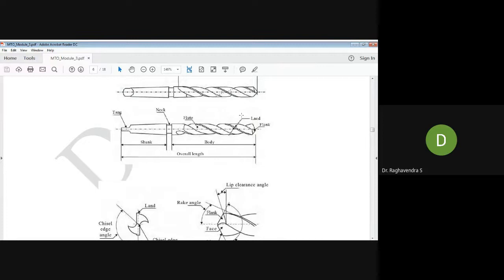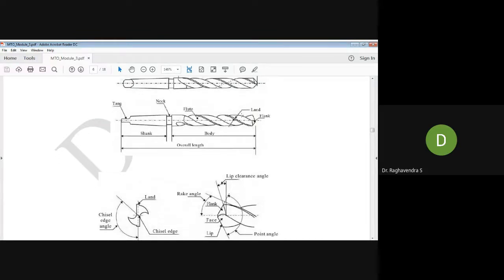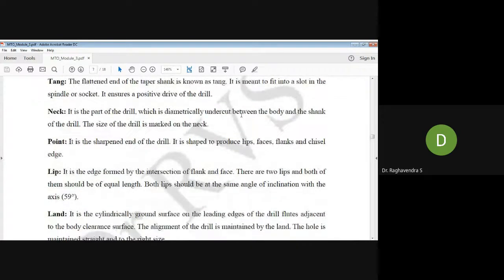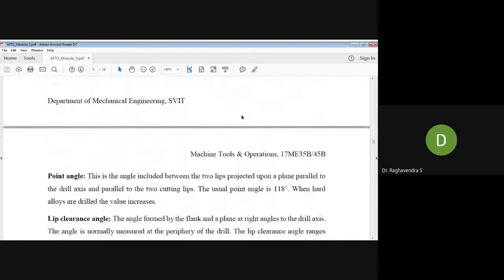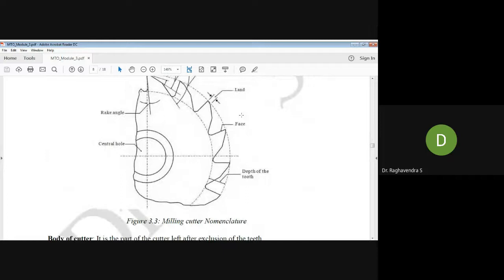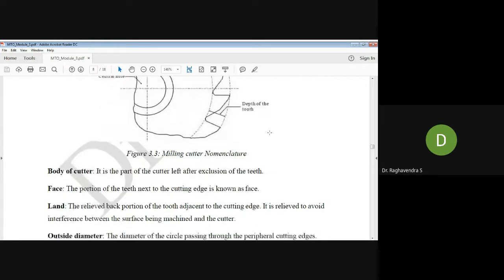This is a multi-point cutting tool. As I told, this is a drill bit. See, there are a number of sharp edges here, around the circumference. So these are all multi-point cutting tools. A hacksaw blade or a drill bit are all multi-point cutting tools.